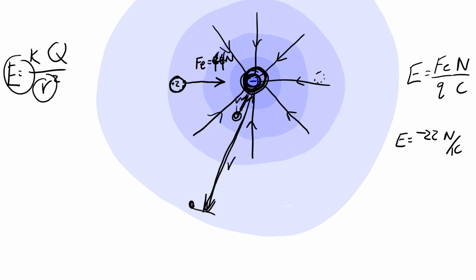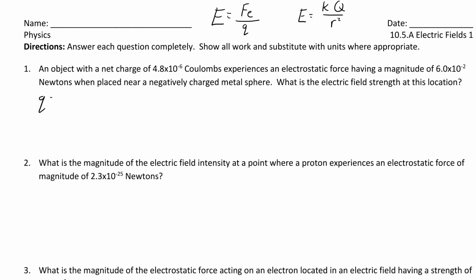All right, let's do some problems. An object with a net charge of 4.8 times 10 to the negative 6 coulombs experiences an electrostatic force having a magnitude of 6 times 10 to the negative 2 newtons when placed near a negatively charged metal sphere. So we don't know what the source charge is, we just know it's negative, but we don't know the magnitude. What is the electric field strength at this location?